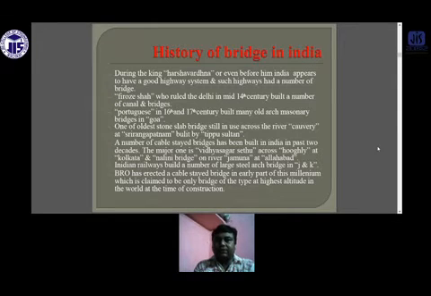What is the history of bridges? During the time of King Harshvardhan, or even before him, India appears to have had a good highway system, and such highways had a number of bridges.